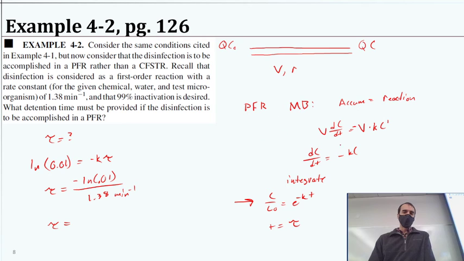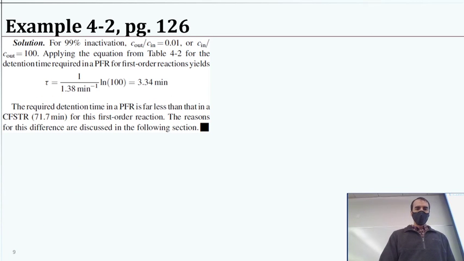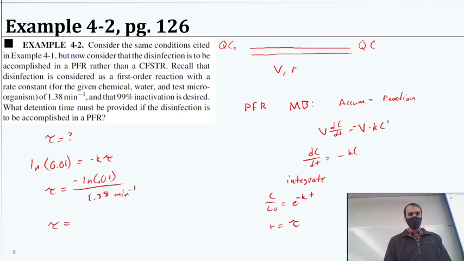I'm okay so long as you're capable of doing that derivation, because you might need to do that for a growth equation or a zero order equation, something like that. You could have potentially started here, recognizing that our T is going to be tau, and then just like last time, we take that 0.01 as our C over C naught. In this case, we need to take the natural log. So natural log of 0.01 is equal to minus K tau. Set that equal to tau, and then we get 3.34 minutes if we were to solve that.